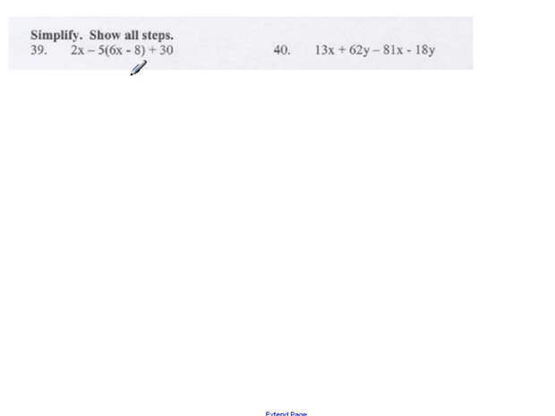Okay, you'll notice the difference between the problems we just did and these is that it does not say solve, it says simplify. That's because there is no equal sign. So you still get rid of the parentheses by distributing, so we'll distribute. What we're distributing here is a negative 5, so that becomes negative 30x. Negative 5 times negative 8 is positive 40 plus 30.